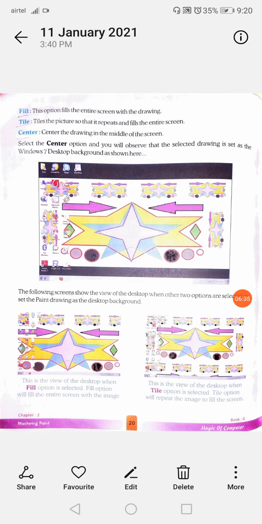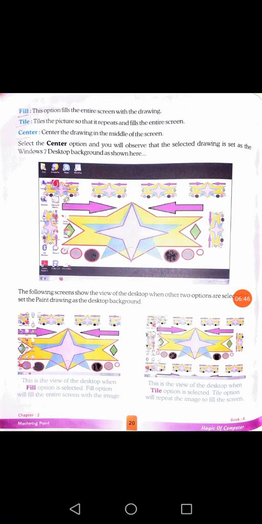Okay, so you can see here, when center is selected, there is only a little of the picture. In fill, it is entirely on the screen, and in tile the picture is repeated many times. Okay, so three options are there: fill, tile and center. These are the three options when you are using Paint.